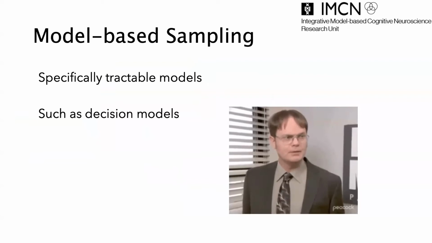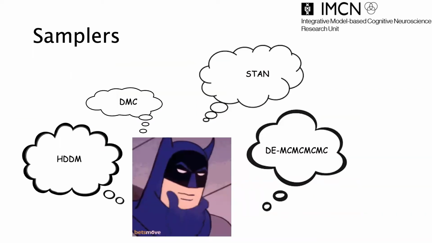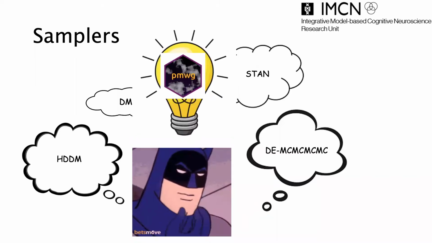So you're doing some modeling or model-based sampling, as we'll keep referring to it. You're thinking about which tool to use. Let's say you've decided to do some decision-making modeling. Are there really any other models? I could use HDDM, Easy Diffusion, DMC, STAN, my own DEMCMC code, all great options for their own reasons. But let's say you decide to use the new fancy pmwg sampler, because you've heard good reviews from Scott. We're going to run with the sampler for the rest of the talk too.